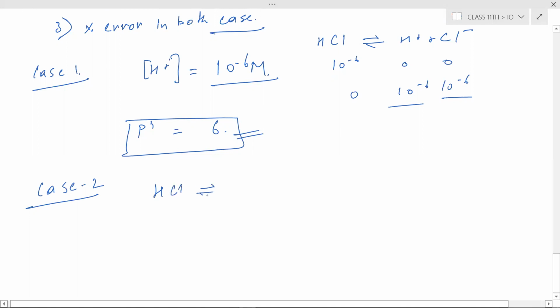Now here, HCl gives rise to H positive plus Cl negative. Okay, same question we are solving, just by a different method, or you can say a different way. H2O gives rise to H positive plus OH negative. Here we are considering the common ion effect. Here we have not considered the common ion effect.